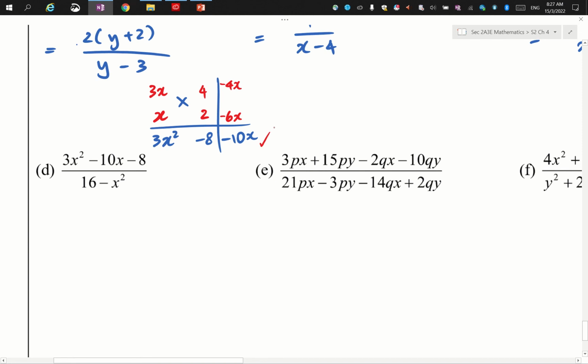However, for that to happen, in order to get a negative 4x, I must have a negative sign here. In order to get a negative 6x, I must have a negative sign here. Then I check back my work. Negative 4 times negative 2 does not give me negative 8. Remember we said that only one of them can have the negative sign. So the option of choosing 4 and 2 as the factors have failed us.